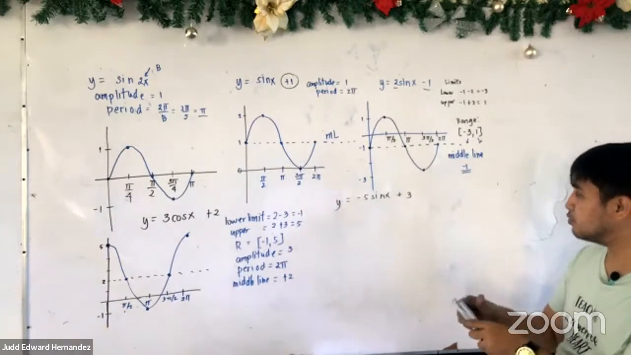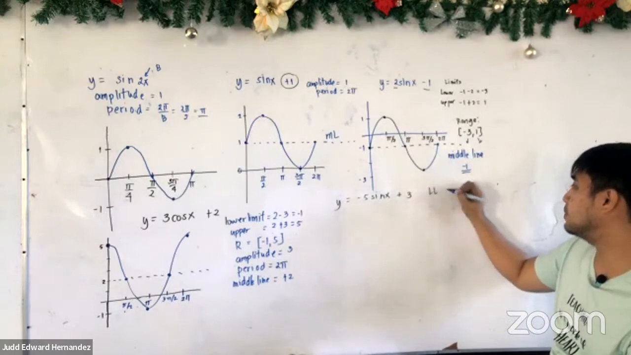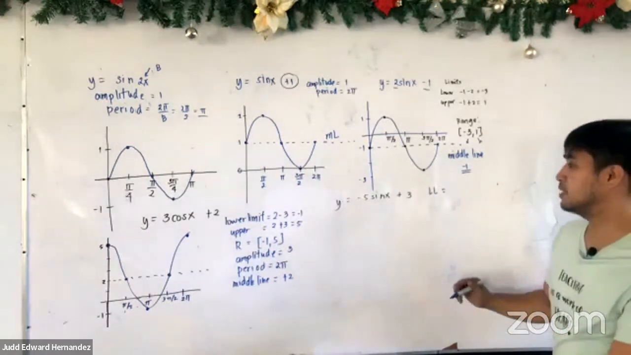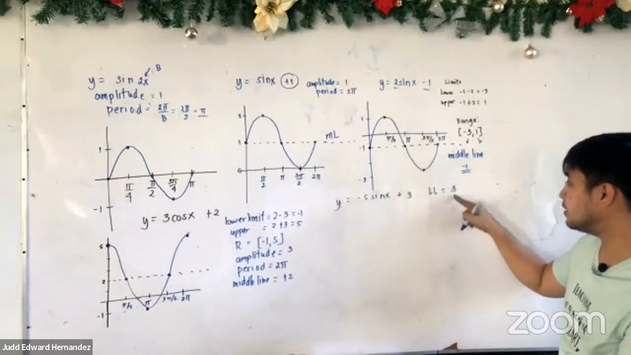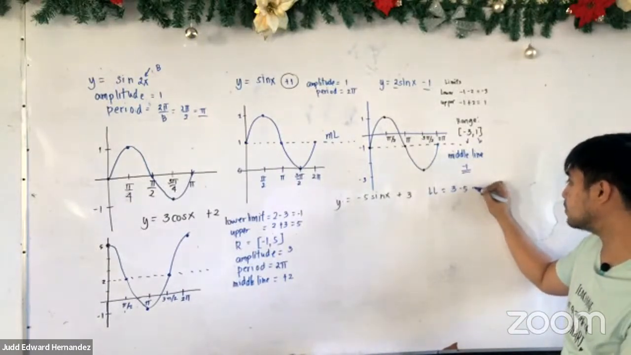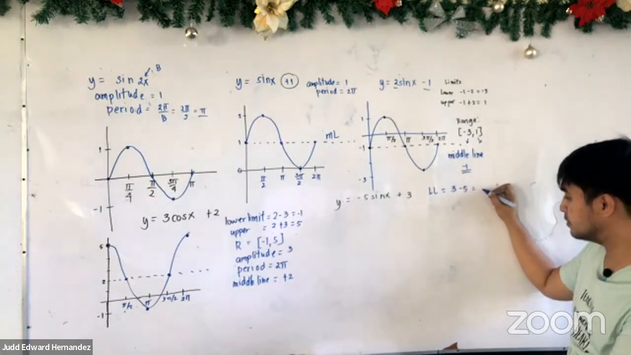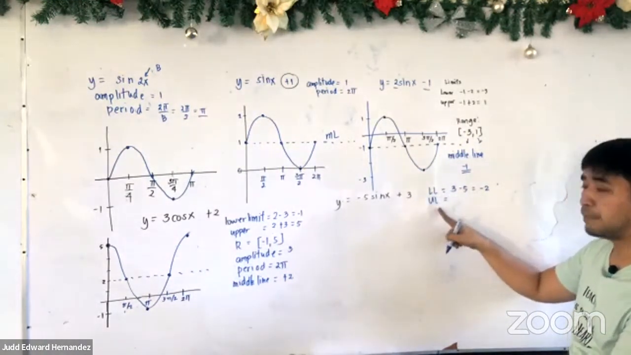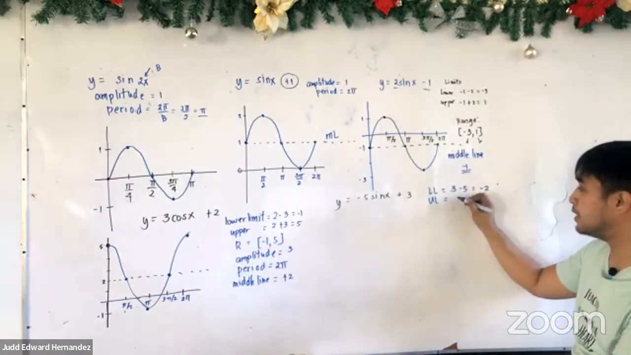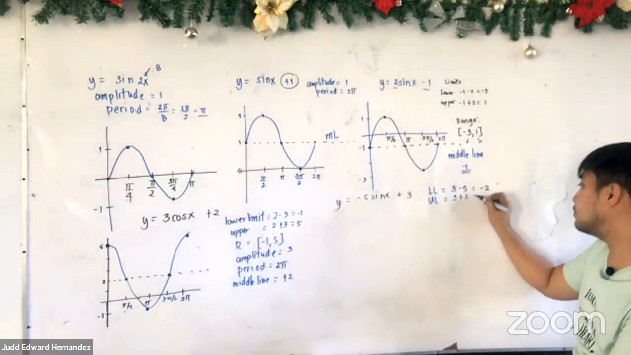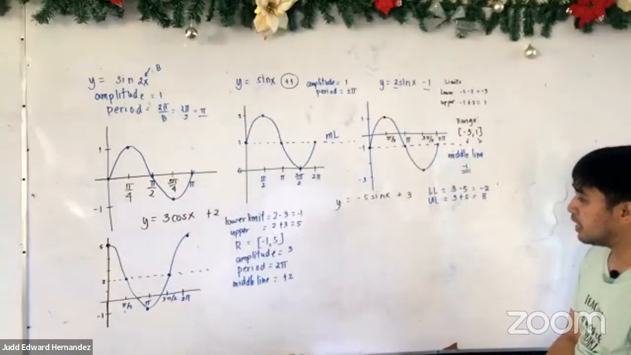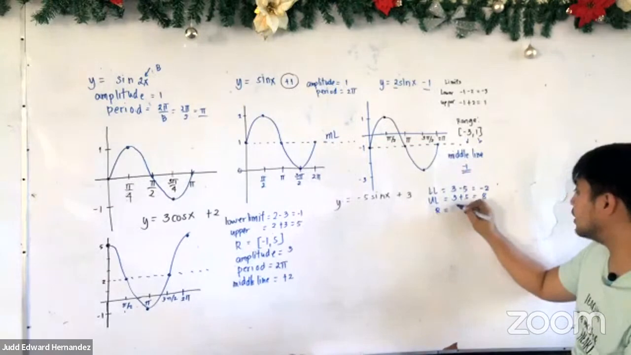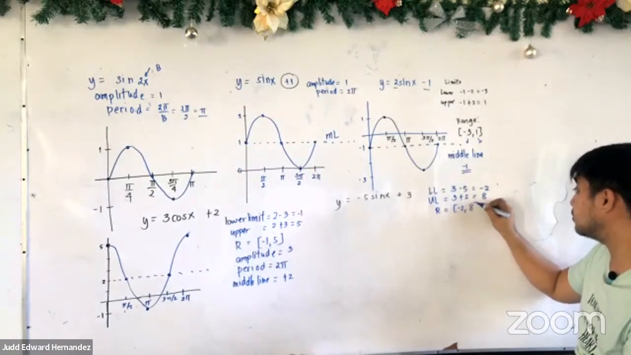The first thing that we need to do, identify the lower limit. LL na lang lalagay ko para hindi sayang yung space. What is our LL? So mag-start ka kay 3, mag-minus ka ng 5. Therefore, our LL is negative 2. What is our UL? Upper limit. Our upper limit is 3. Mag-add ka ng 5. Therefore, that's 8. Okay, after getting the upper and lower, we get the range. Our range would be from negative 2 to positive 8.